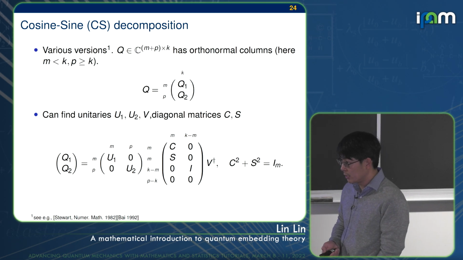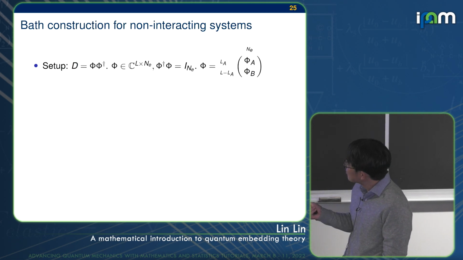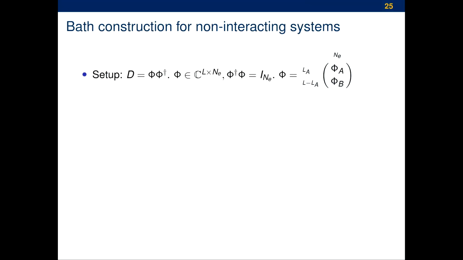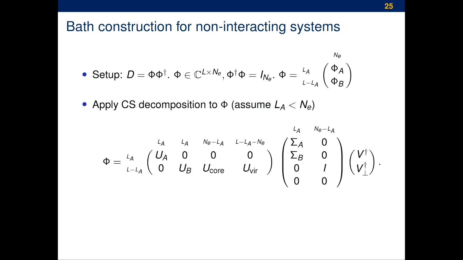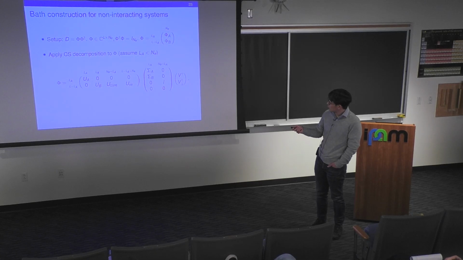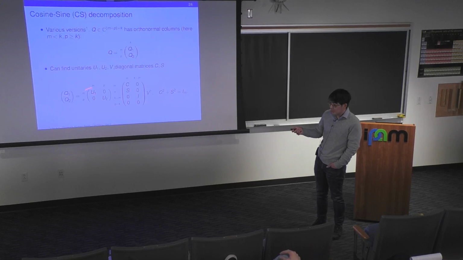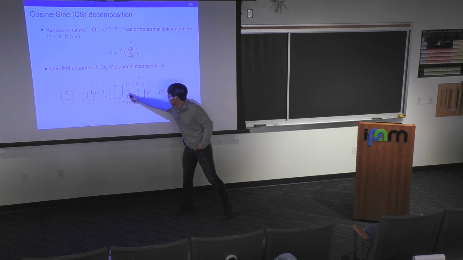So how is this related to DMET at all? Remember, the 1RDM is given by phi phi star, and phi is a matrix of L by N_e, the number of electrons. It has orthonormal columns. I partition this into the fragment, L_A, and P is L minus L_A, K is N_e. Apply CS decomposition to it. You'll find the following. There's a U1, which is m by m, that I call U_A now. U2 is p by p. I separate them into 3 parts, corresponding to these 3 guys.